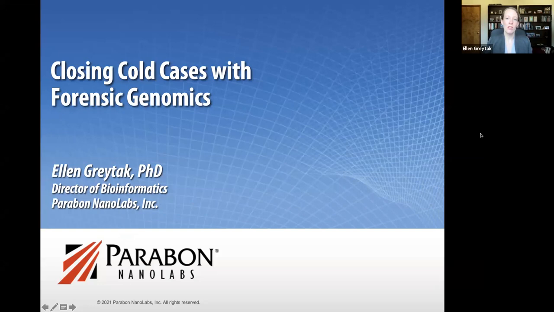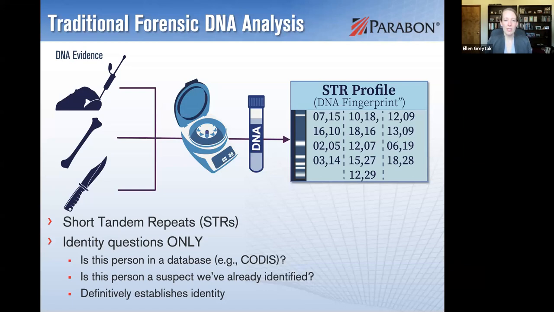So traditional forensic DNA analysis, the sort of thing you see on TV all the time that's been around for decades, is called STR profiling. This uses short tandem repeats and it basically generates a fingerprint from a DNA sample. It's just a set of numbers that can be compared from one sample to another to see if it's the same person. So this is great for establishing identity.